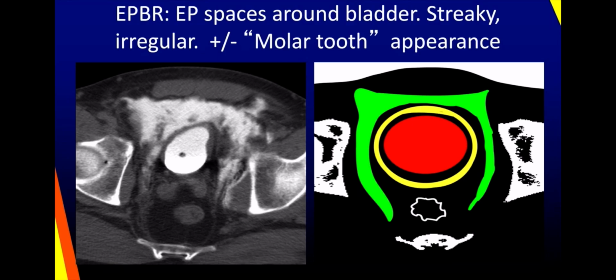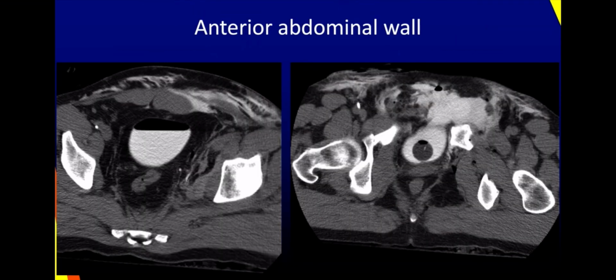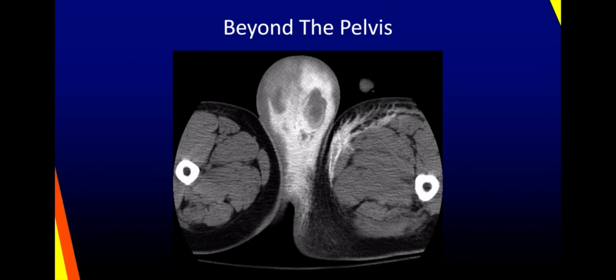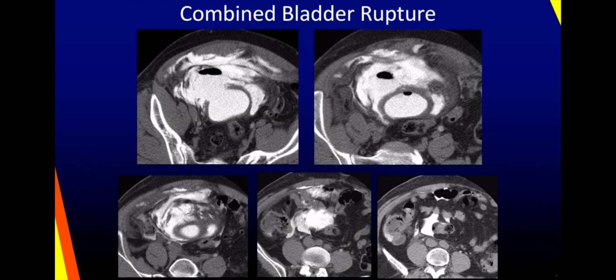With an extraperitoneal bladder rupture, contrast fills the extraperitoneal spaces around the bladder. This is typically streaky and irregular, and it may also form a molar tooth appearance, as shown in this example and in green on the right. From there, it can extend into the anterior abdominal wall and beyond the pelvis. A combined bladder rupture is simply an extraperitoneal bladder rupture combined with an intraperitoneal bladder rupture.